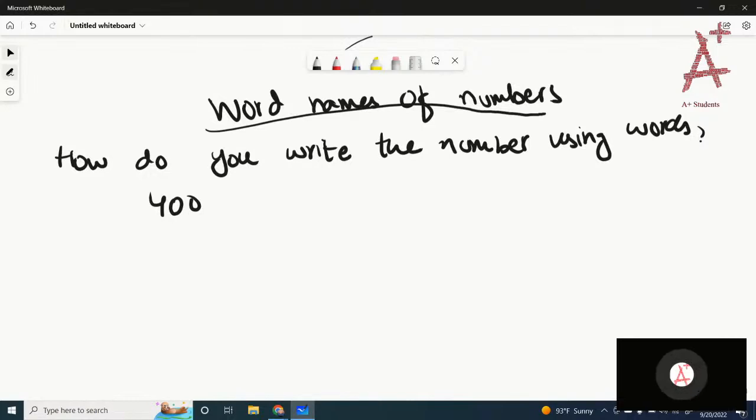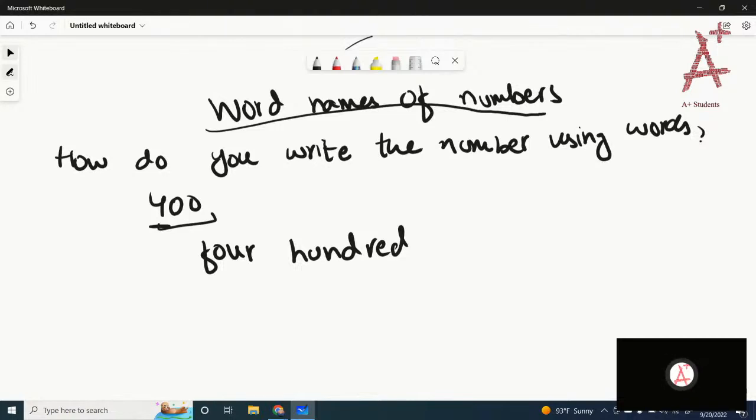So remember how to write the numbers between 100 and 999. So first, write how many hundreds do we have? We have 4 hundreds. So you can write the spelling, FOUR for 4, and HUNDRED for 100. Then write tens and ones. But we don't have tens and ones here in this case. So you can write 400 like this. Got it?